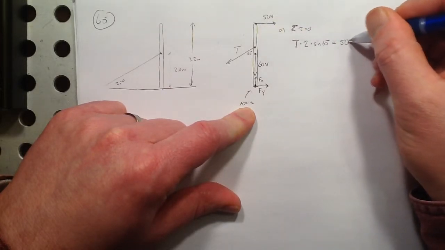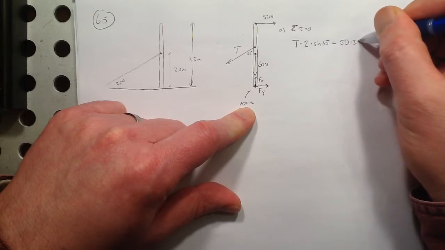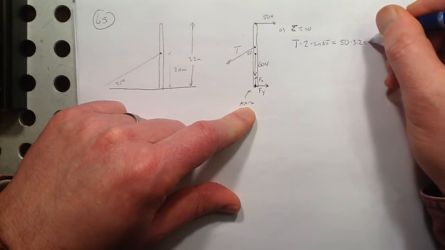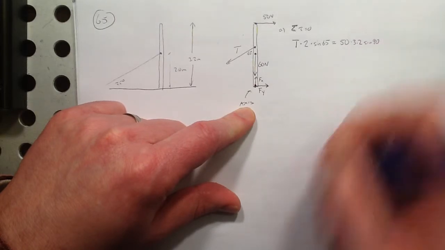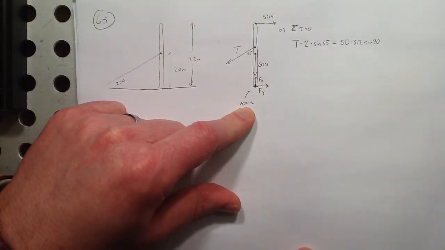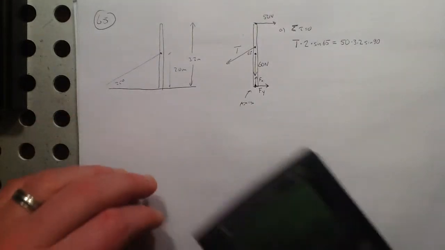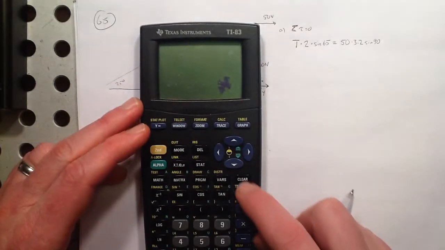is equal to 50. That's acting at the full radius of 3.2 meters, and that's acting at a 90-degree angle. So I'll write in sine of 90 here, but that's just going to be equal to 1. So those two torques have to be equal to each other. And somewhere around here is my calculator. So let's see if we can get that.